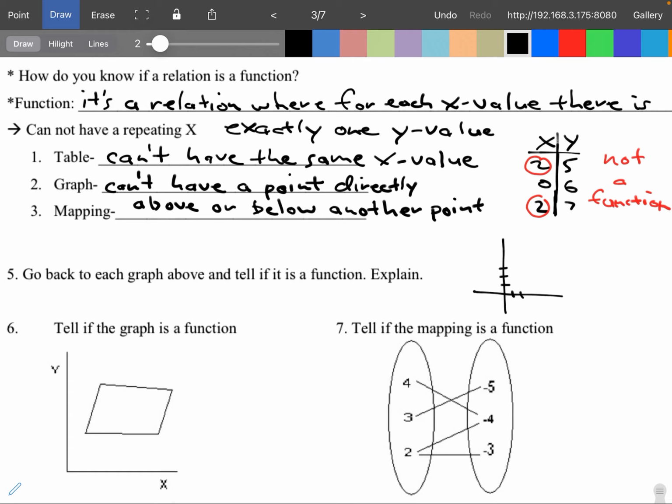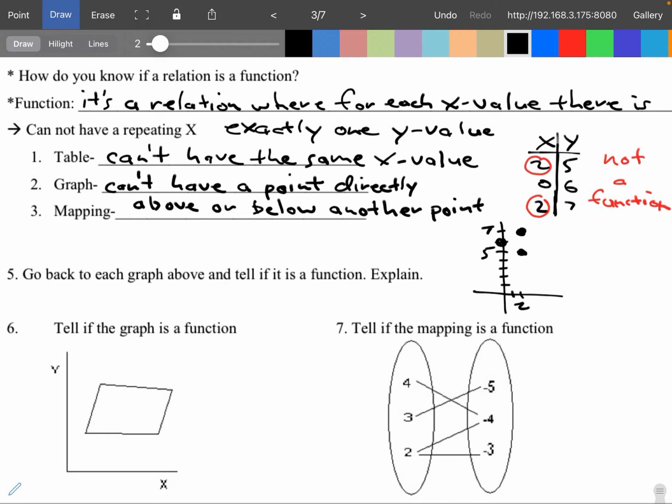Well, what would that look like? Look at that little table I made over there on the right. Let me draw a little graph to go with it. You've got 2 with 5, right? So that would go right here. So 2 for x, 5 for y. Then you've got 0, 6, so that would be like here. And then you've got 2 with 7, which would be like here.